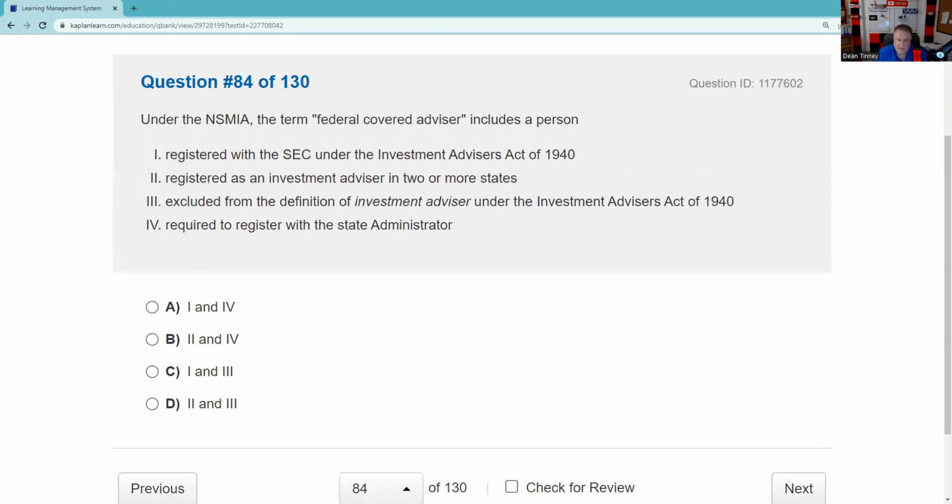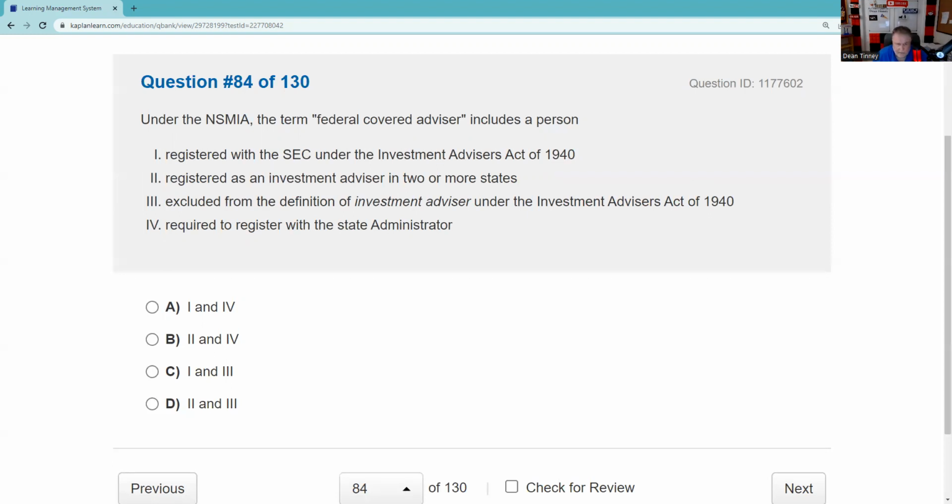And it said that you can register with the SEC if you have 100 million or more in assets under management, your choice. At 100 million or more, 110, you belong to the feds. So it includes a person. Remember, this is a non-natural person, unnatural. This is the firm. Registered with the SEC.